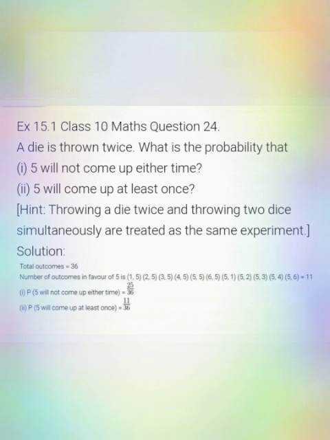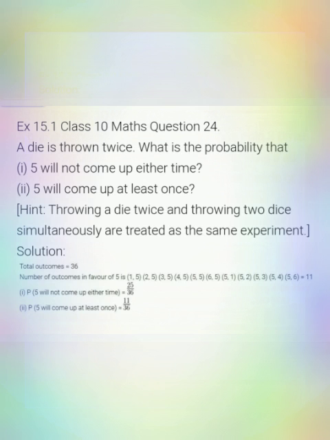So the second part, already we have found out 5 will come up at least once, so there are totally 11 favorable outcomes and total outcomes 36. So the probability is 11 by 36. It's a very, very important question.